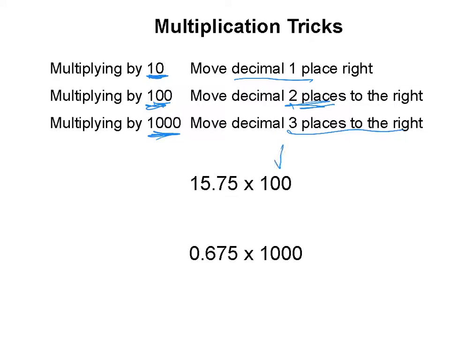So notice this one we're multiplying times 100. So I'd move my decimal 2 places to the right, whoosh, whoosh, and it would go right there. So my final answer would just be 1,575, right? And notice this one, I'm taking it times 1,000, so I'm going to move it 3 to the right. Whoosh, whoosh, whoosh, 1, 2, 3. So I end up with 675 is my final answer, okay? So watch out. They're going to test you on that trick quite a bit on that last section.